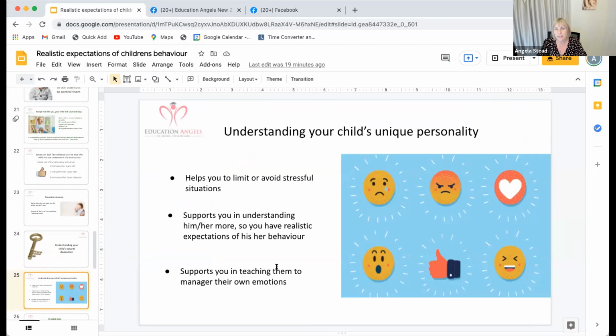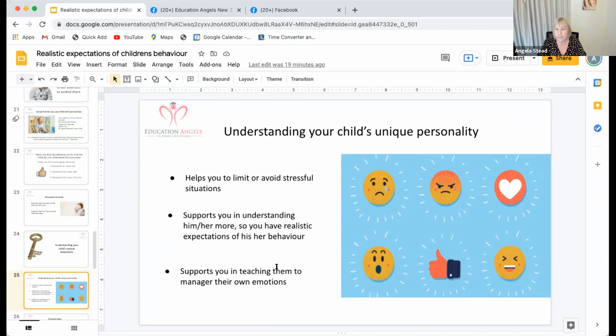Because if you understand that your child doesn't cope with being in playgroup for more than 20 minutes, then why make them stay an hour? Because you know you're going to see behavioural challenges, and it stresses you, it stresses the child, and nobody's learning anything. So it's really important to understand the individual. It also supports you in having realistic expectations of behaviour as well.